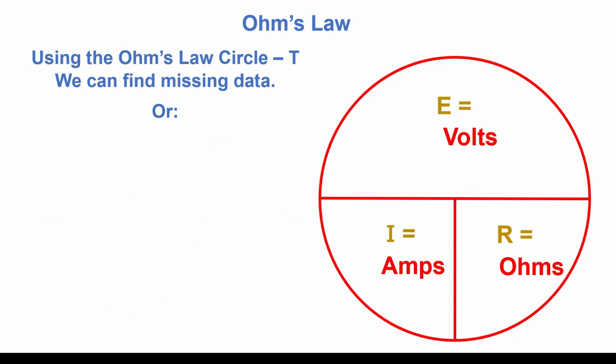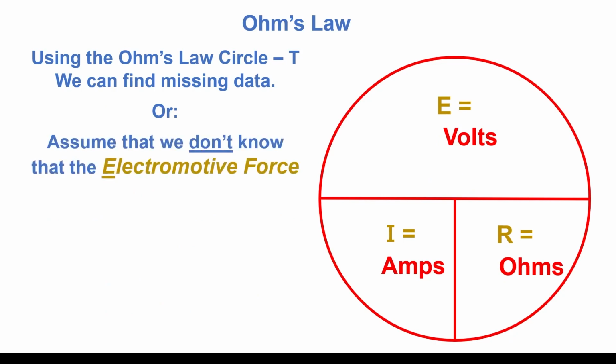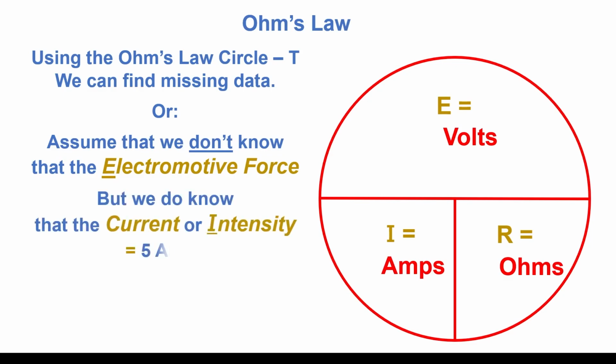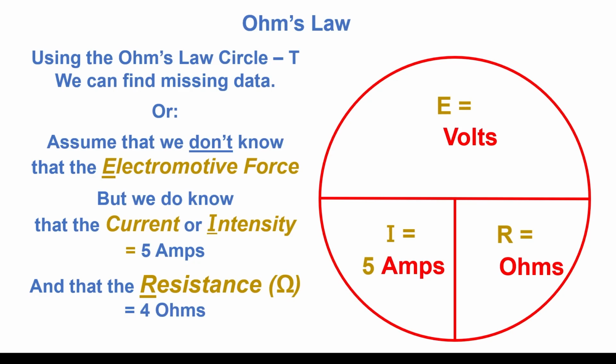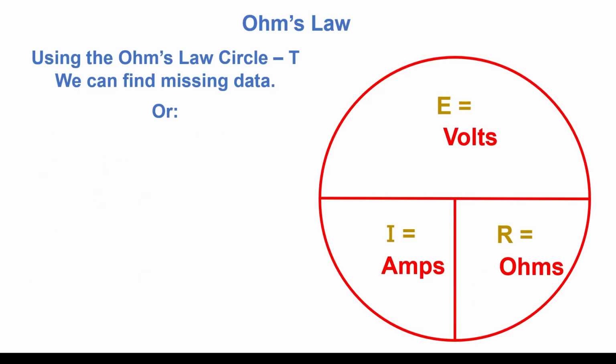Now, using the Ohm's law circle T, we can find that missing data. Let's assume that we don't know the electromotive force this time, but we do know the current or intensity. Let's call that 5 amps. And we also know the resistance, let's call that 4 ohms. With these two pieces of information, we can figure out the total volts of the circuit. That simply means we multiply those two pieces of information that we do know, because they're separated by the multiplication bar, the vertical bar. So 4 times 5 is 20. And so the electromotive pressure in this particular circuit is 20 volts.